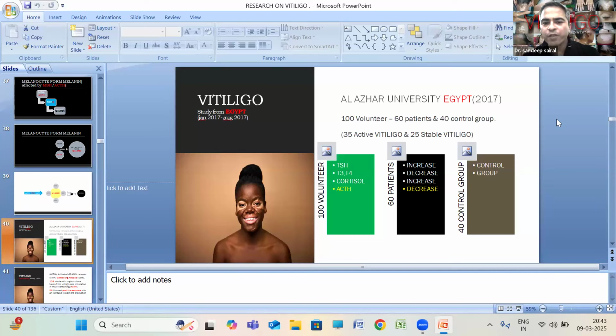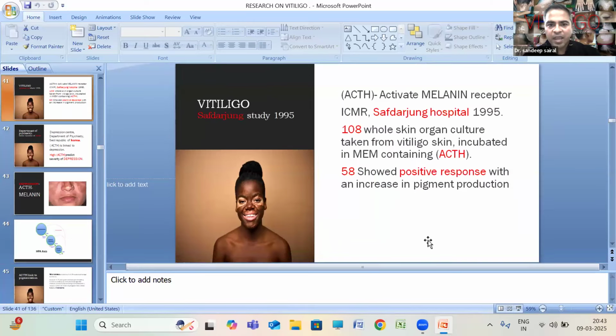What we concluded from this: many parameters were considered. Right now, I'm focusing on ACTH. What I found is that in vitiligo, we have low ACTH. So I'm summarizing my report: the Egypt report says that in vitiligo, you will have low ACTH in comparison to the control. So the Egypt report says low ACTH will be there in vitiligo patients.